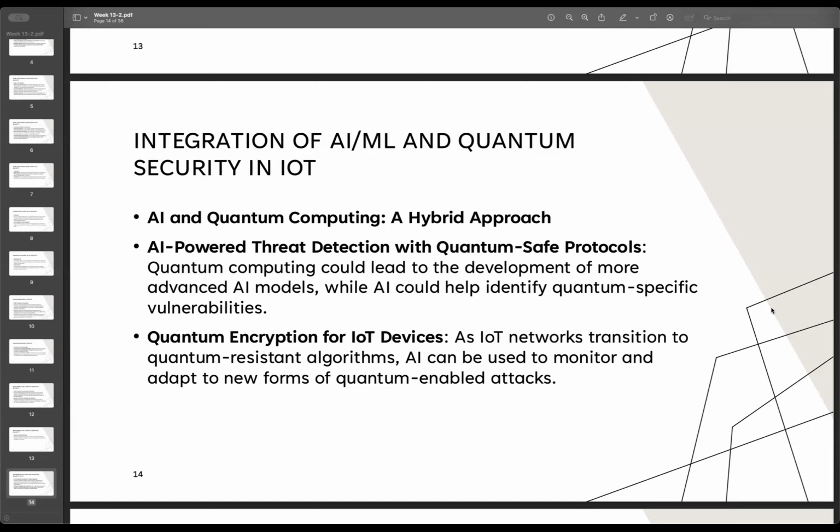Okay, it's also possible. It can also help identify some quantum-specific vulnerabilities, so we can use AI for that. They work together, or we can use quantum encryption for the IoT device. In the transition to quantum-resistant algorithms, we can try to apply them in the network. We can use AI to monitor and adapt to new forms of quantum-enabled attacks like this.